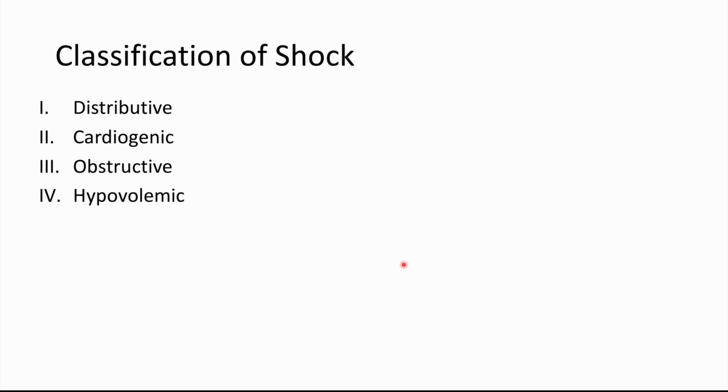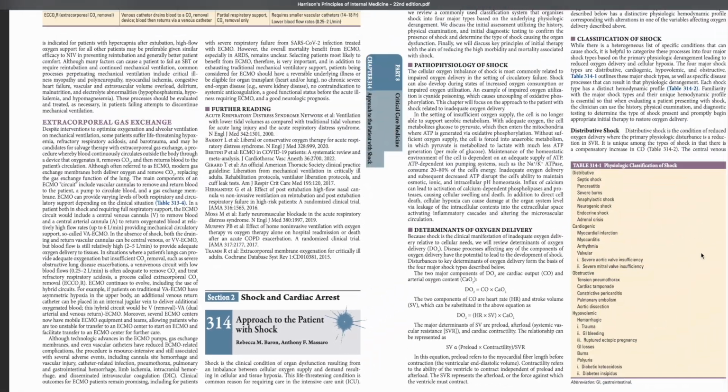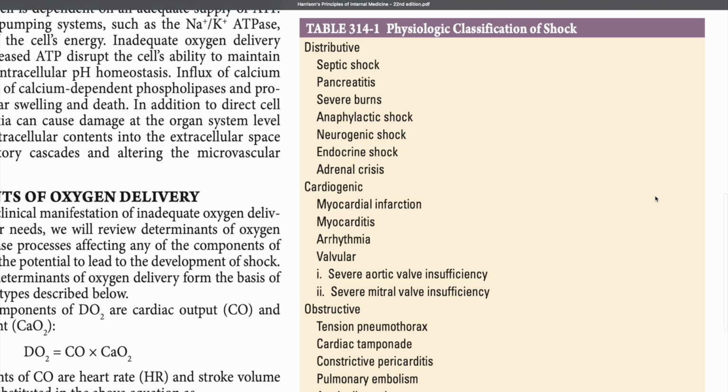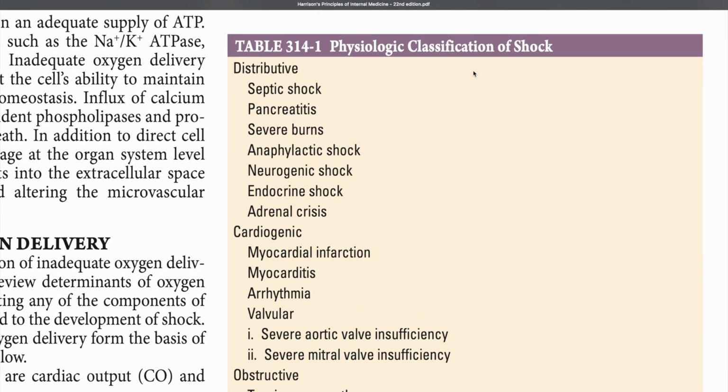So there is a classification of shock which is distributive, cardiogenic, obstructive, hypovolemic. In Harrison, they would have given the table where you can see the examples of shock. So distributive, you can see there is septic shock, pancreatitis, severe burns, anaphylactic shock, neurogenic shock, then endocrine shock, then adrenal crisis.